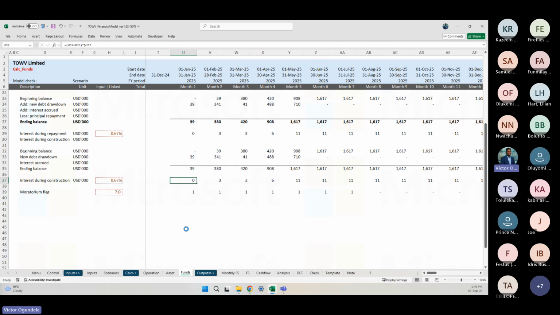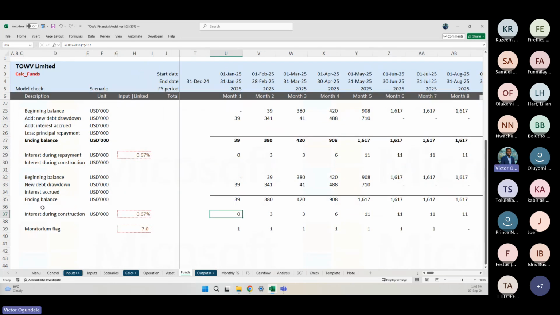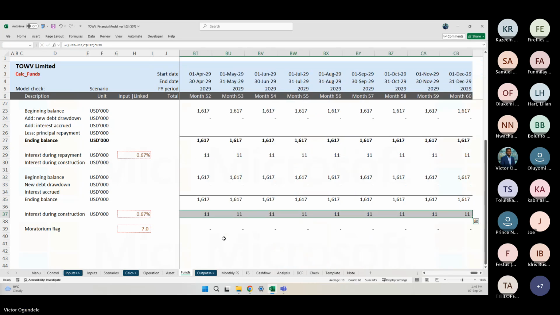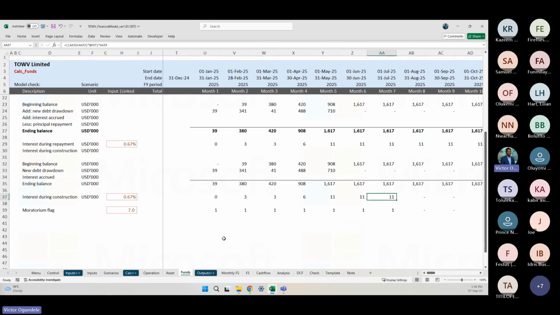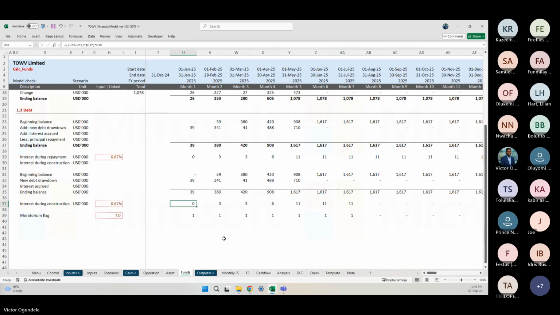Okay, so I believe we are good. Now, this interest during construction that I've completed here, I'll put everything in brackets, and this time multiply by what? Multiply by my moratorium flag, so that the interest during construction is not calculated after our moratorium period. I hope you see that.